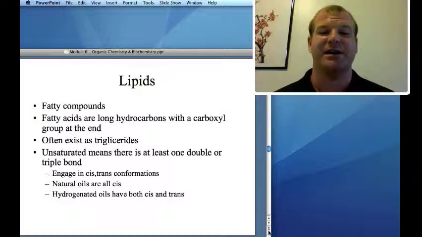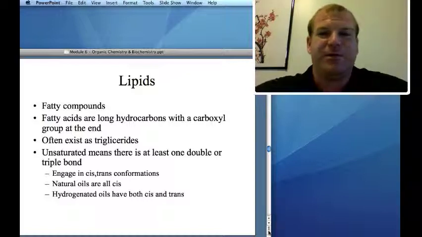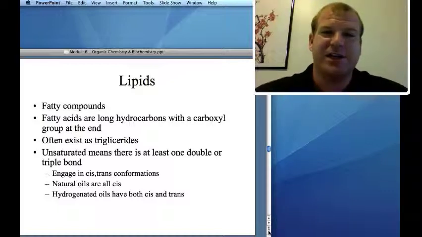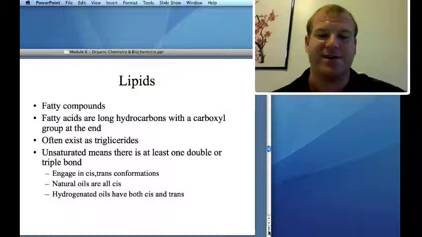And for cis and trans, cis means that the groups are on the same side, and trans means opposite sides. And natural oils, the ones you find in nature, they're all cis. But hydrogenated oils like margarine, these have both cis and trans. And people are afraid of trans fatty acids. And the reason why they're afraid of them is because your body needs to change trans fats into cis fats. It puts your body under stress to do this, and therefore it's not as healthy as having cis.